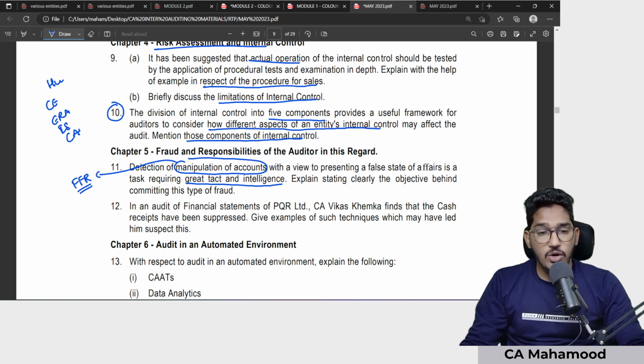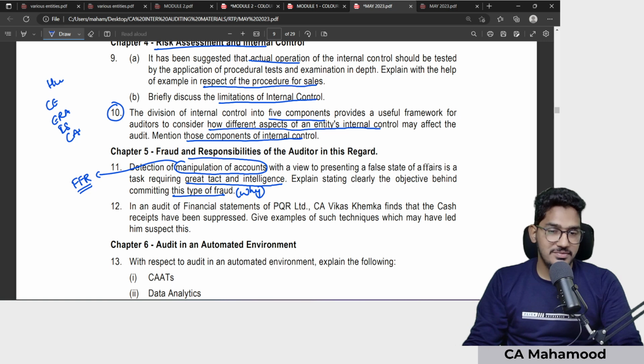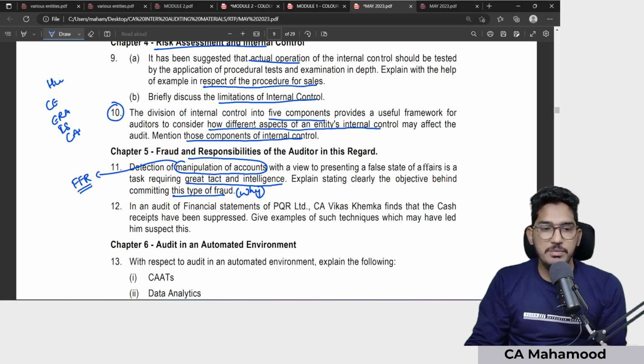Explain clearly stating the objective behind this type of fraud. They're indirectly asking, what is the objective behind this type of fraud? If I put it indirectly, why will fraudulent financial reporting be committed? That is their question. What is the objective behind fraudulent financial reporting? Both are the same, no?